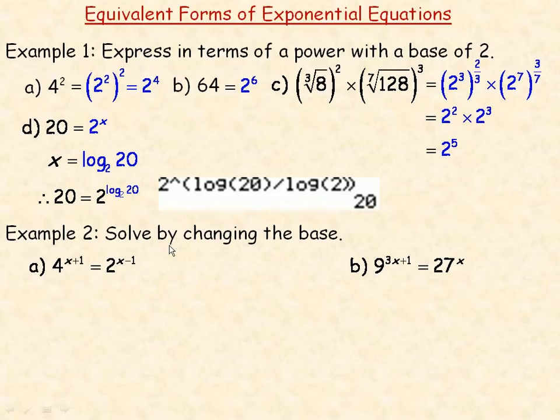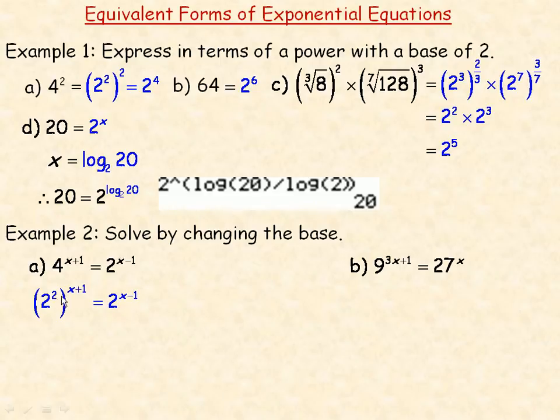Now in example 2, we're asked to solve by changing the base. So we want to write both powers with the same base. So we look at the base 2 and the base 4 and think of what common base I could write both numbers as powers of. And so 2 is the simplest base. This already has base 2. And of course 4 is just 2 squared, so I change this 4 into 2 squared. I still have the exponent of x plus 1 here, and I haven't changed anything on the right side. It's still 2 to the x minus 1.